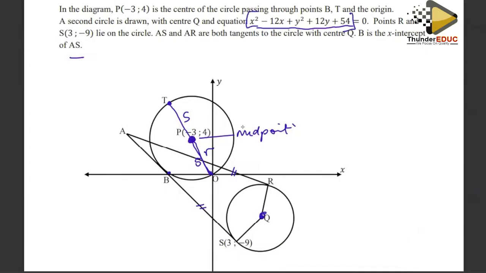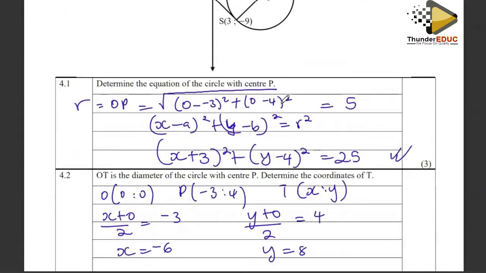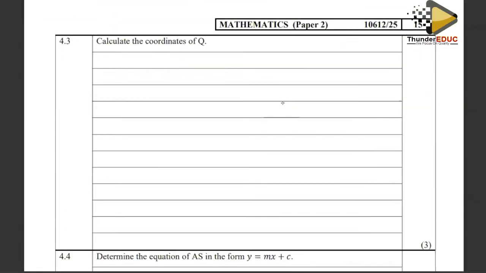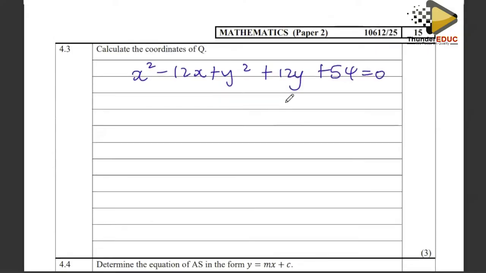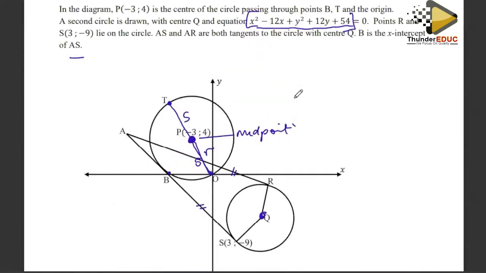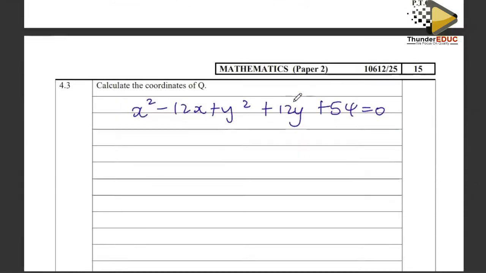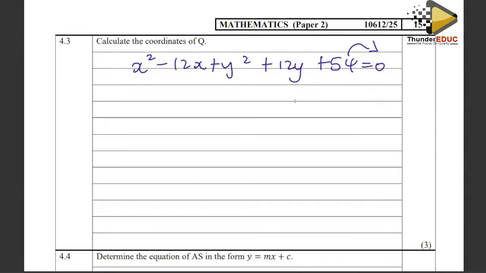So what we're going to do, we just have to complete the squares there. So it's x squared minus 12x plus y squared plus 12y plus 54 is equal to 0. That is the equation. Then I'm going to move this 54 to the other side, because I prefer working with it there. So it's going to be x squared minus 12x plus y squared plus 12y is equal to negative 54.